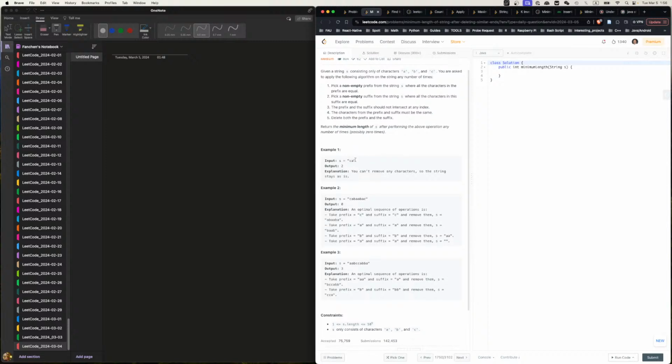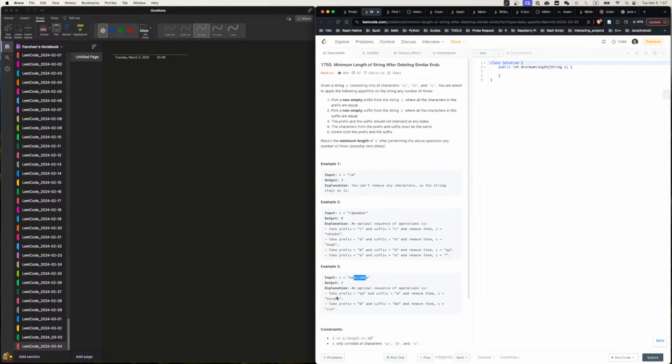So in this we cannot do. In this we can do prefix and suffix. Prefix, suffix, prefix, suffix. How about the last? Take a prefix and suffix. The prefix must be all equal, and the suffix must be all equal, and then they have to be all equal to each other, which means we can remove this. Now we have B, and then we have CCA. In CCA, we can no longer remove. Okay, so what do you think?